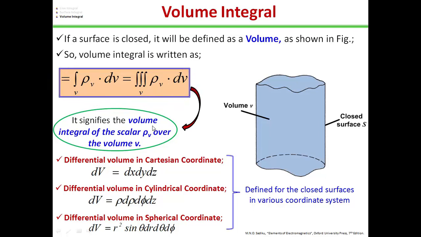This equation signifies the volume integral of the scalar quantity rho v, that is the volume charge density, within the closed surface, or you can say within this volume over the given volume v. And we have already studied the differential volume in the Cartesian, cylindrical and spherical coordinate systems. In the Cartesian coordinate system, differential volume is defined as dx dy dz, whereas in the cylindrical coordinate system, differential volume is defined as rho d rho d phi dz, and in the spherical coordinate system, differential volume dv is defined as r squared sin theta dr d theta d phi.